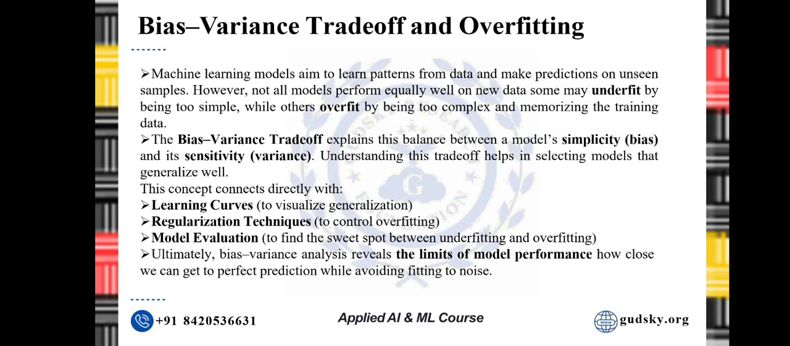Machine learning models are built to learn patterns from data and then make predictions on new unseen samples. But here is the catch, not all models behave the same way. Some models are too simple, they fail to learn enough from data. We call that underfitting. Others are too complex, they remember everything, even the noise, and that's called overfitting. Now, the bias variance trade-off helps us understand this balance between a model being too simple and too complex.